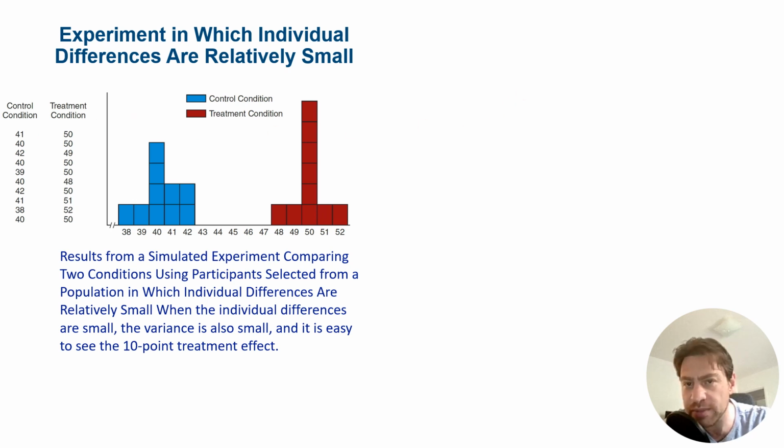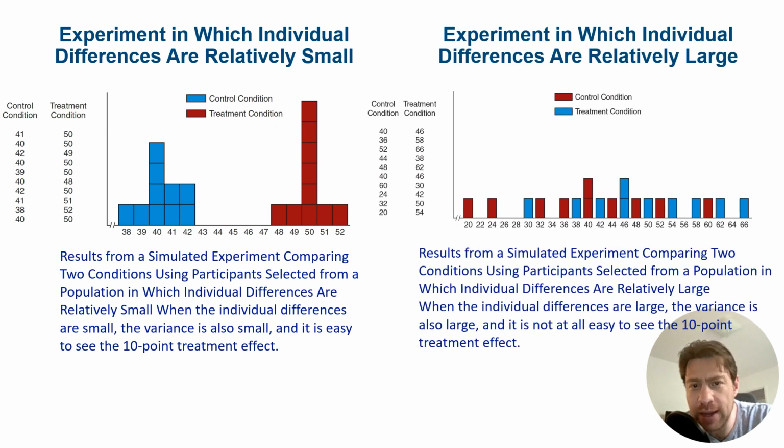of your treatment. And now, the same exact experiment, but using the high variance population where the individual differences are relatively large. And again, let's say you have your control condition and your treatment condition. And let's say that the treatment works exactly the same way. It increases scores by approximately 10 points. Okay? So it works exactly the same way as it did before.